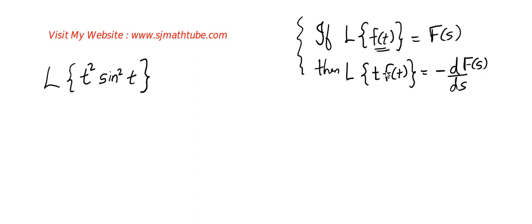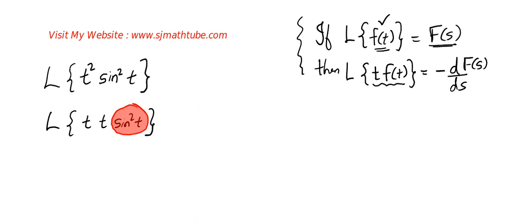So once more I'll try to explain. If you know the Laplace of f of t, then you can obtain the Laplace of t into f of t very easily. All you have to do is differentiate this function and put a negative outside. Okay, so I'm going to write this function as t into sine square t. And I'm going to start from sine square t.